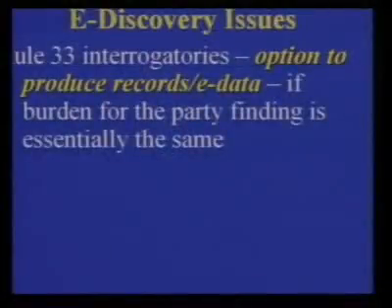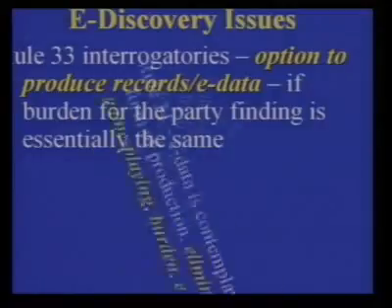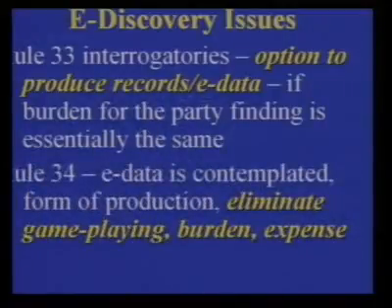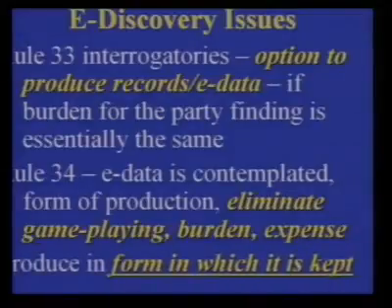Now, Rule 33, dealing with interrogatories. It's still an option to produce records in answer to an interrogatory, so you could do the same thing, of course, produce electronic data for the party. Rule 34, as you would imagine, is a big area that has been changed. E-data is complicated as a form of production, and the reason that you want to start handling this issue is to avoid the game playing, the burden, and the expense that is involved. Often, if you don't agree on which form to produce it in, you should produce it in the form in which it is kept. But you have to watch out for inadvertence, which we'll discuss in a moment.